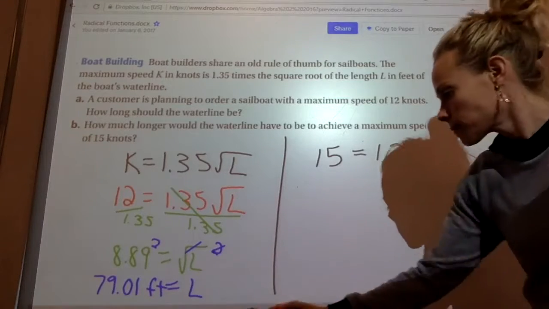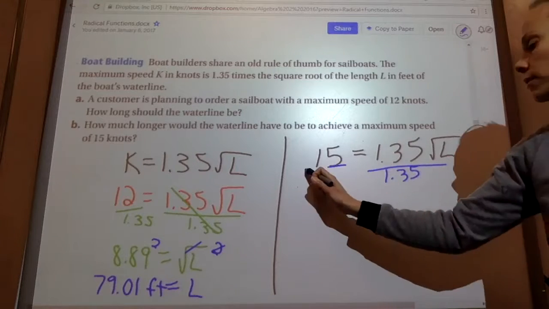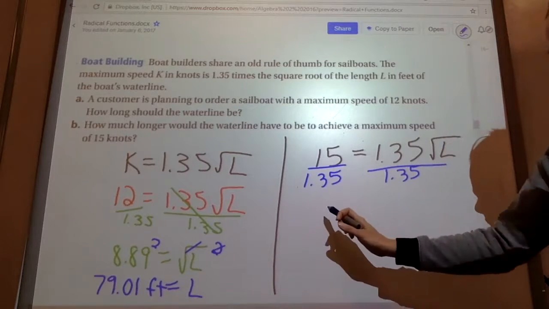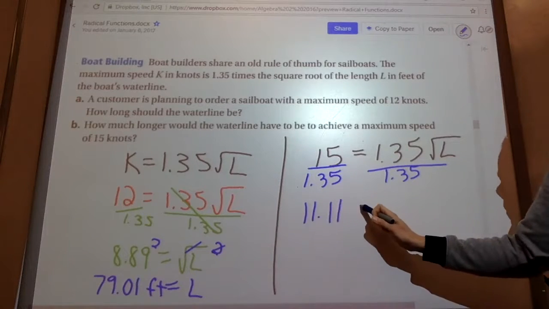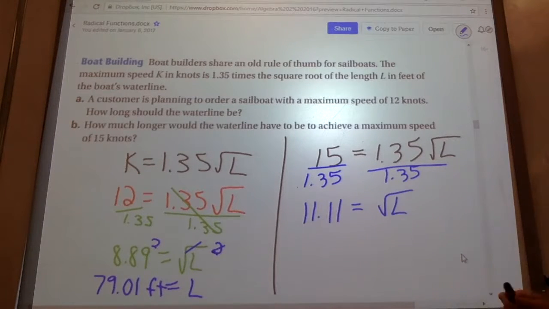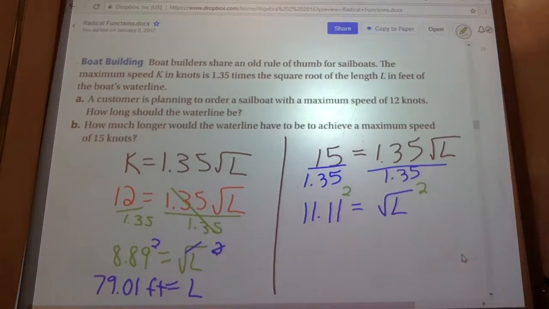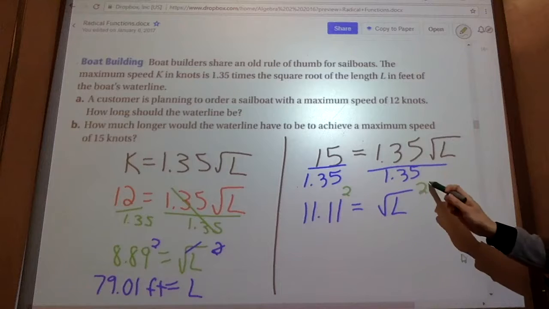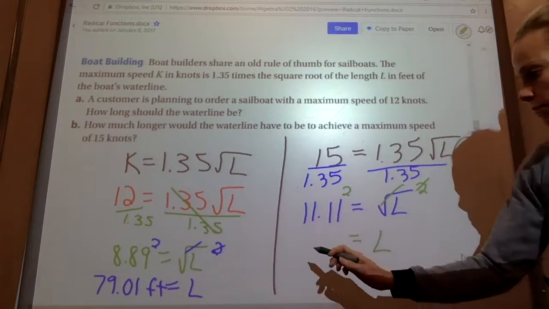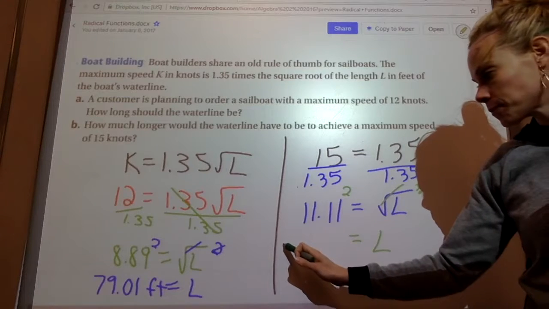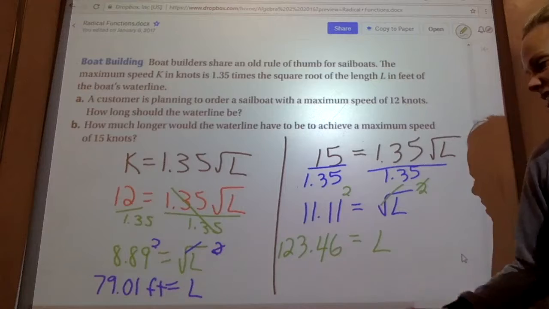So divide by 1.35. What is that? 11.1111. So 11.11. Okay, and then to solve for L, I'm going to square both sides, because the square root and square cancel each other out. So then what's L? 123.45. So 46, yeah.